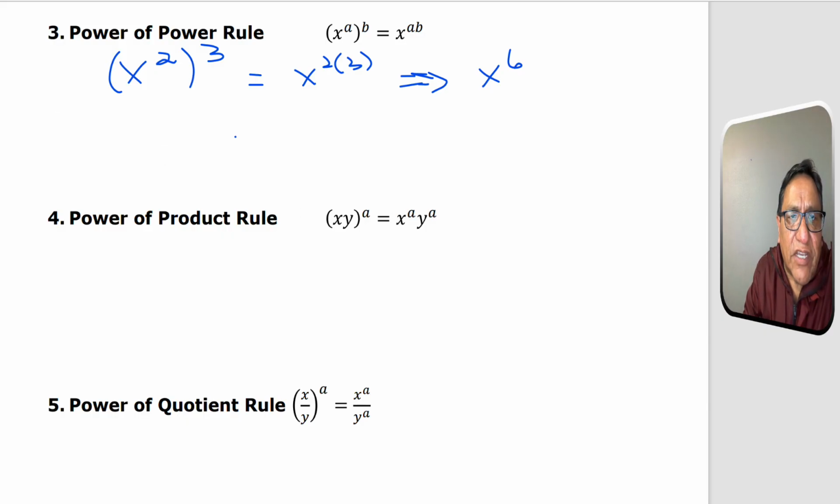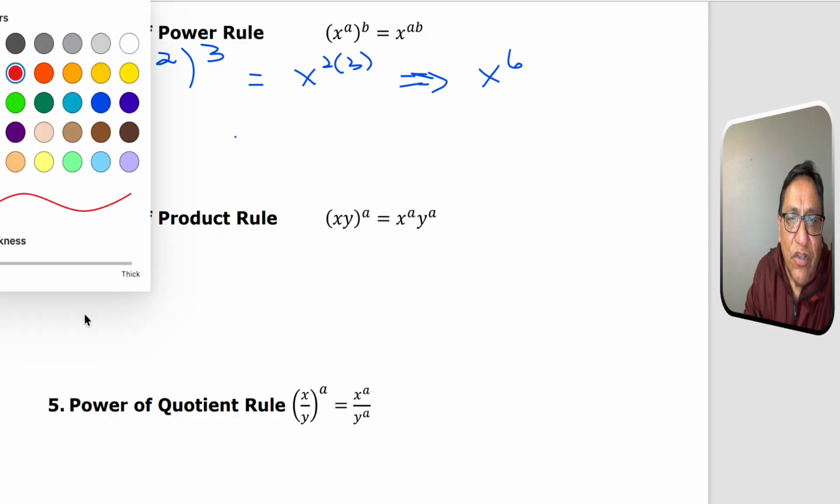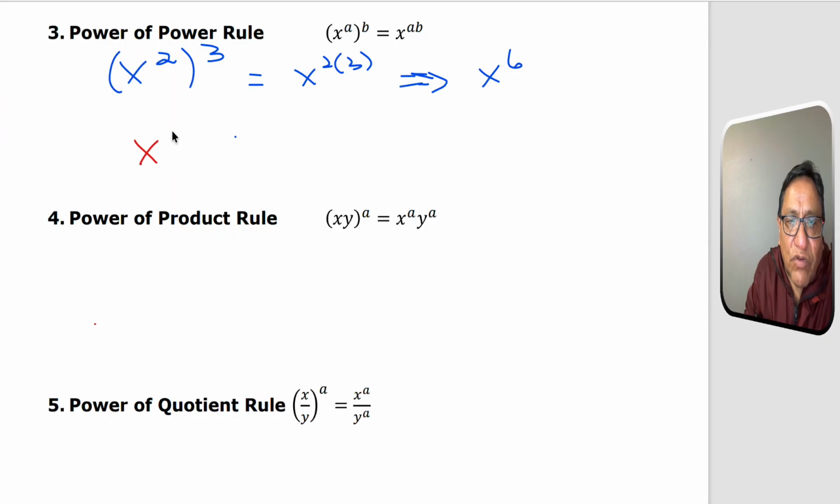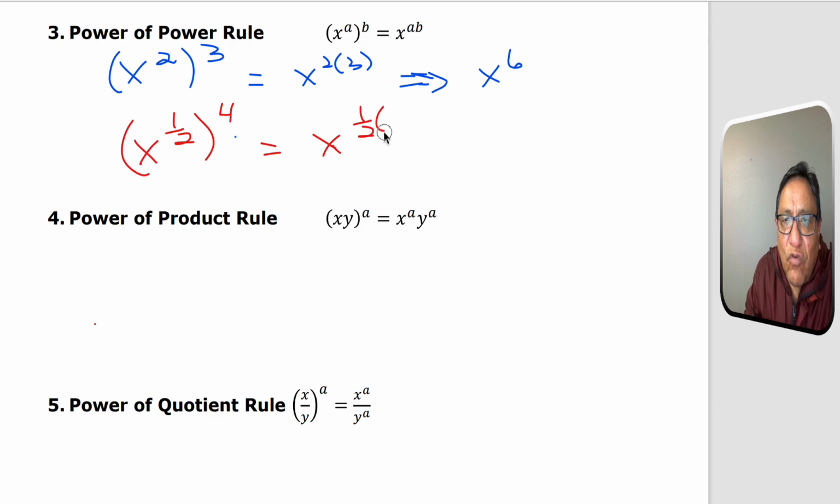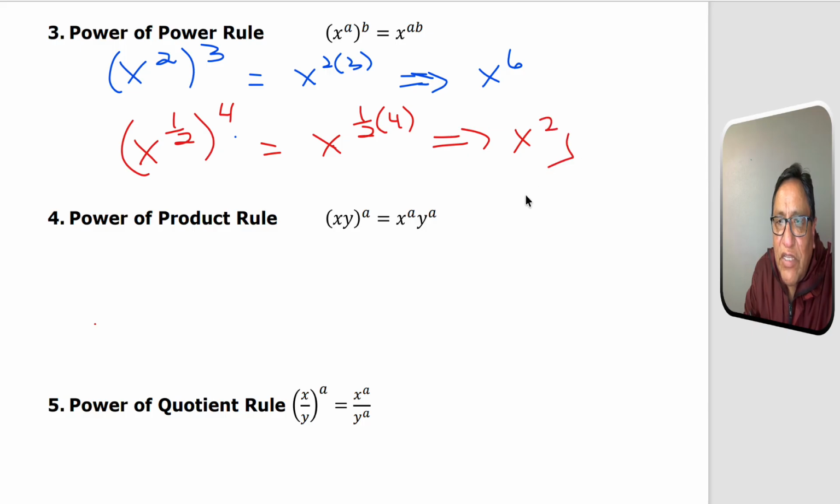Sometimes you will have fractions. For example, x to the power 1 over 2, all to the power 4. This will be the same as x to the power 1 over 2 times 4. If you multiply the exponents, 1 over 2 times 4 will be 2. So that will be the answer. Again, you multiply the exponents.